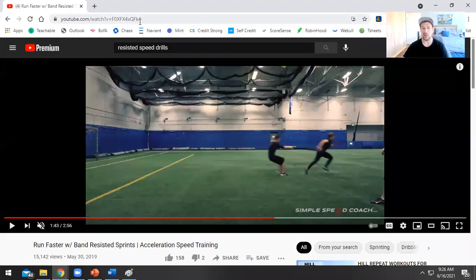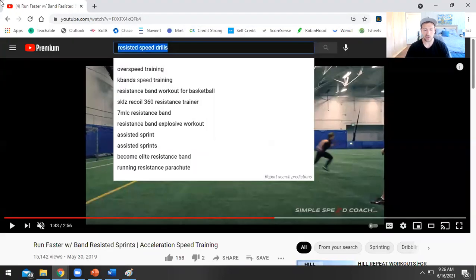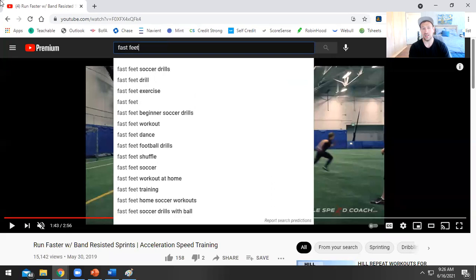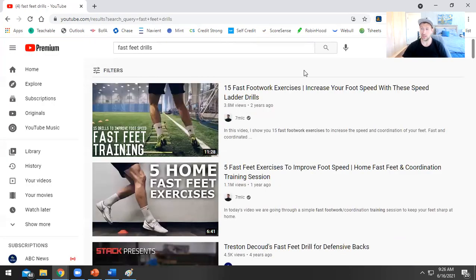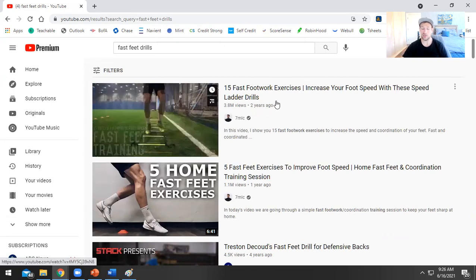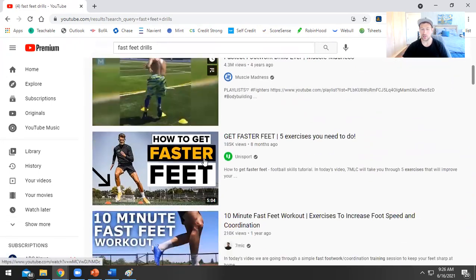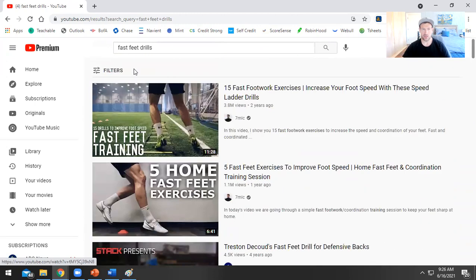This is also where we can use different types of drills, right? If you've got a client who has really good stride length, but they don't have very good stride rate, well, you can do fast feet drills, right?